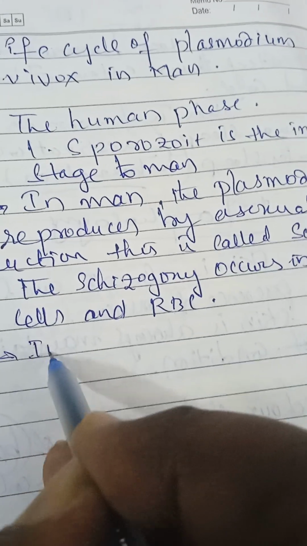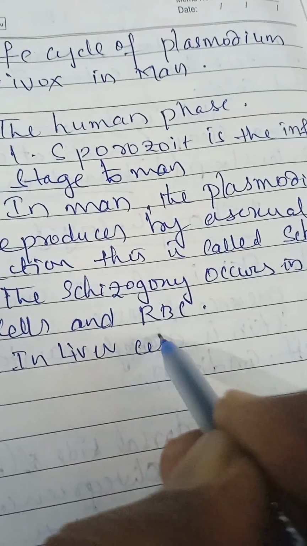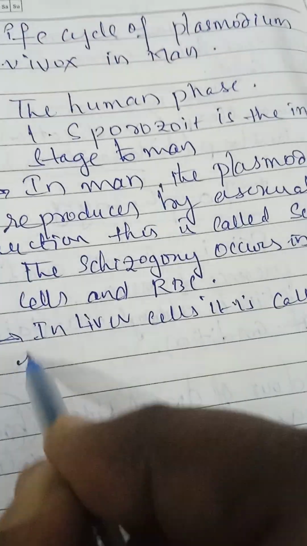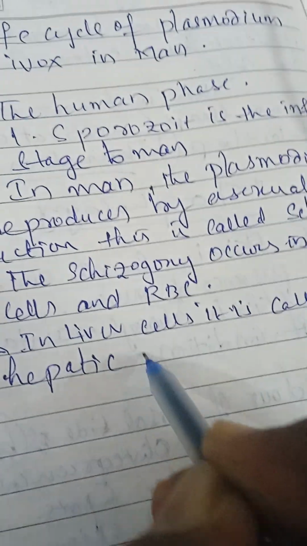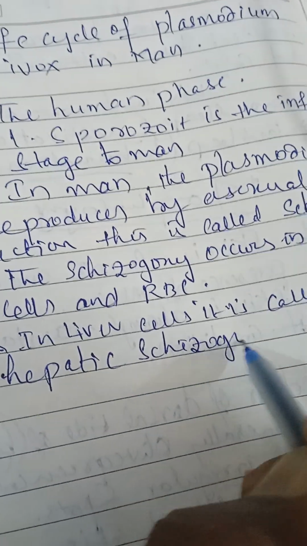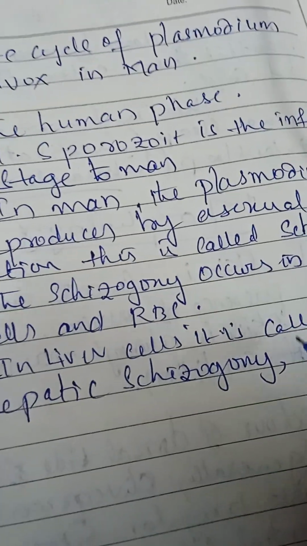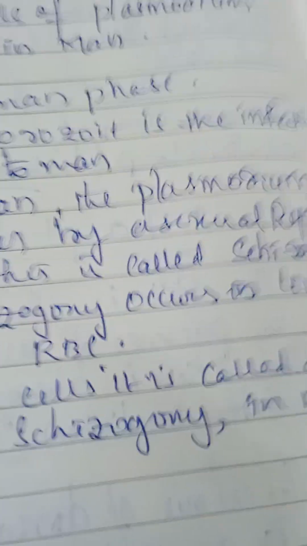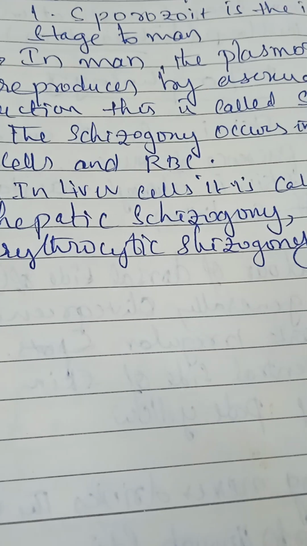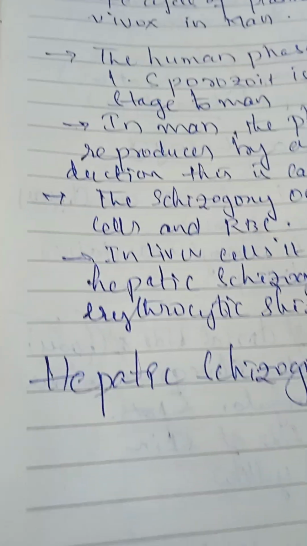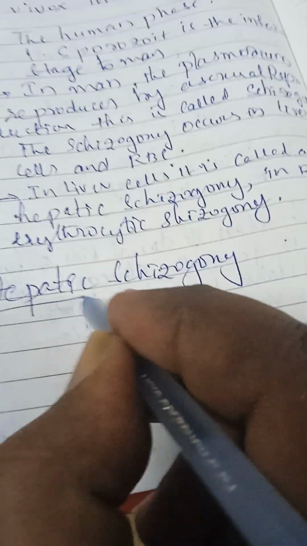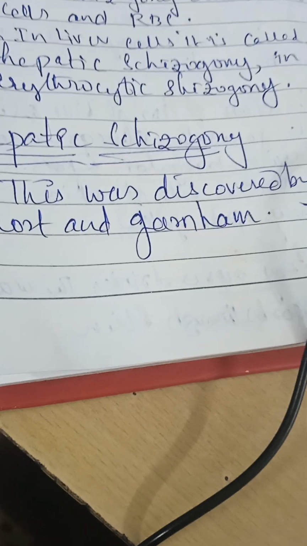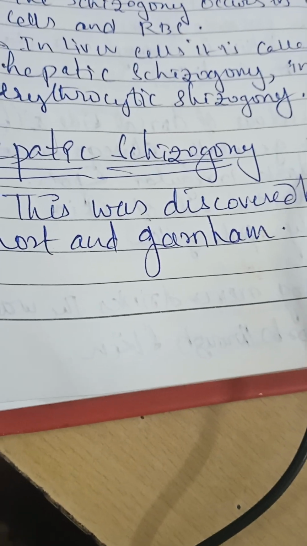So in liver cells it is called hepatic schizogony, right? In RBC, erythrocytic schizogony, right? So now hepatic schizogony was discovered by the scientists Short and Garnham.